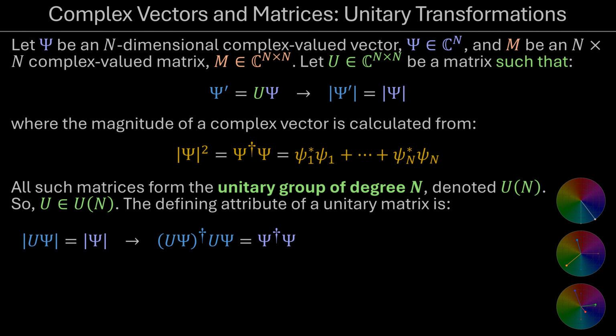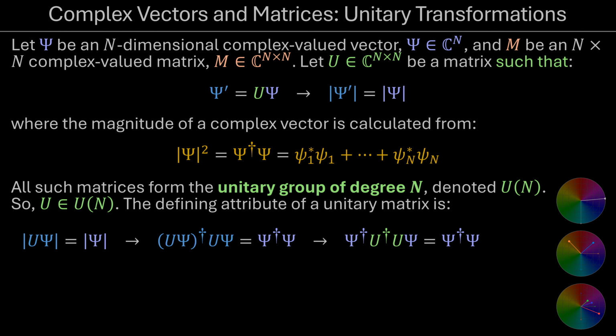Okay, so now let's evaluate the transpose conjugate of Uψ on the left side of the equation. When you apply the transpose conjugate to the product of two things, you end up getting the product of the transpose conjugate of those two things in reverse order. So (AB)† equals B†A†, and therefore (Uψ)† equals ψ†U†. So we end up with the equation shown here.